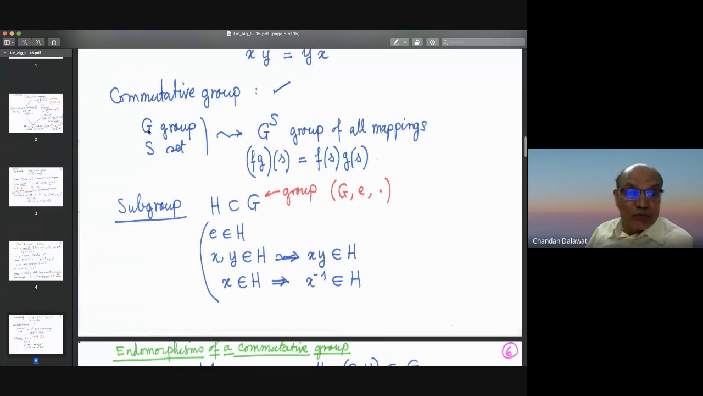If the group G is commutative, then this set of all mappings from S to G, which is a group, is also commutative.